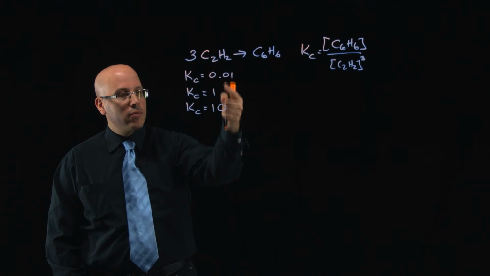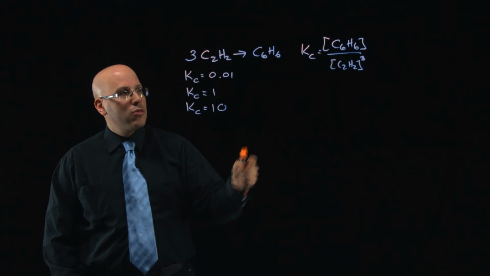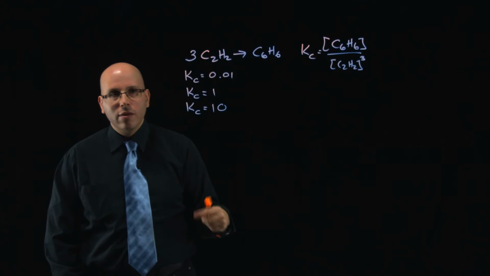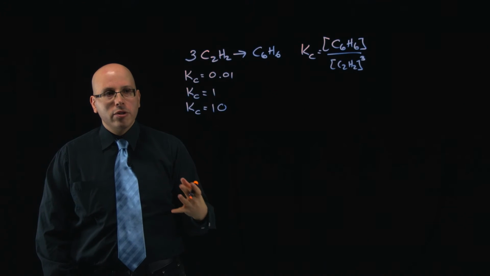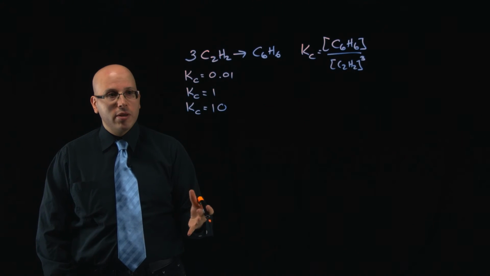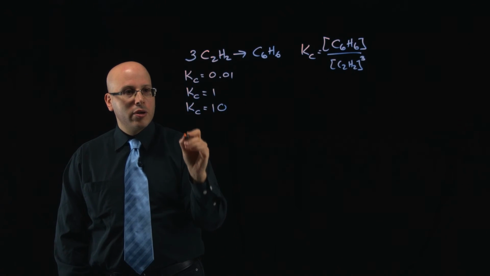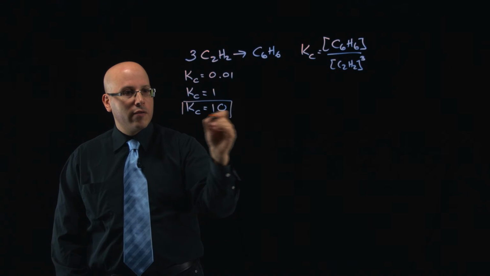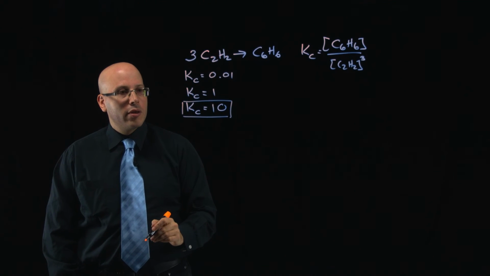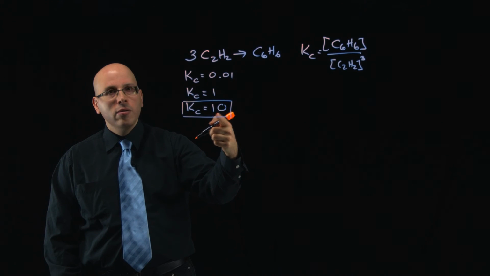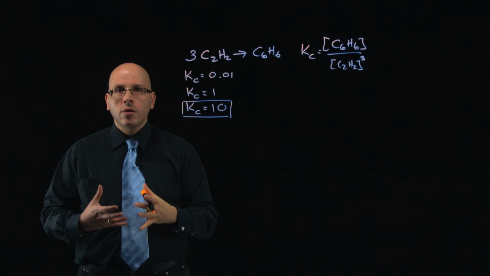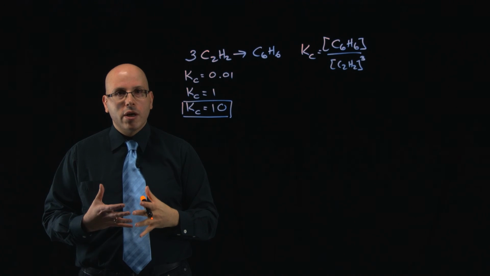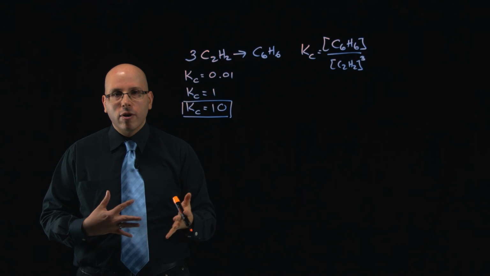So the larger I can make Kc, the more product I have and the least amount of reactant I have. So I really want the largest possible Kc to give me the most benzene. If I scroll here, I see that I have one possibility with a Kc of 10. That's the largest value, and that's the one that's going to give me the most benzene. So that would be the most useful on the commercial or industrial side if I wanted to make benzene from acetylene.